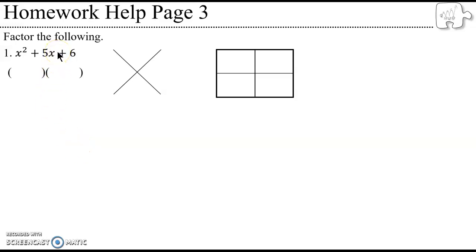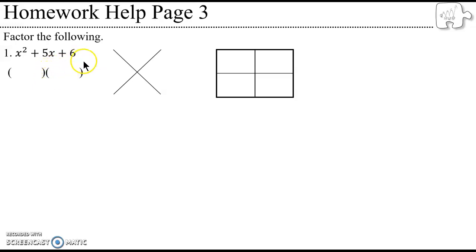So this is the homework help for page 3, right? Starting off with question 1 here. Remember, for each of these problems, we need our diamond, or just an X, and our box. Our diamond is to help us find the factors, and the box we're going to use to find the area model, the reverse area model.